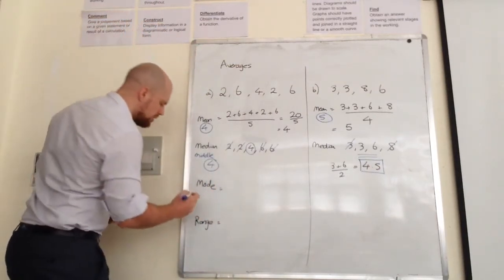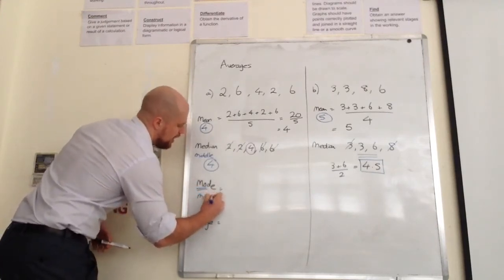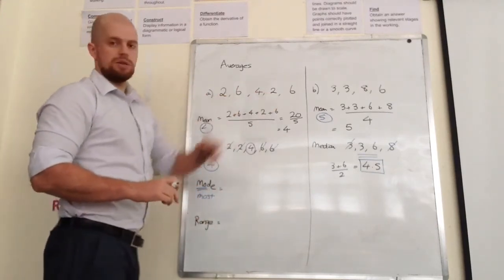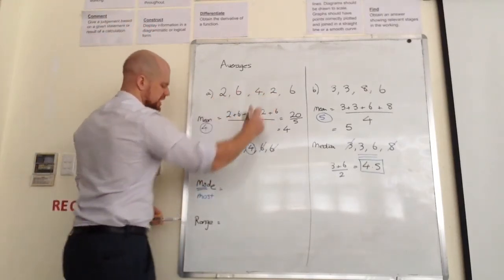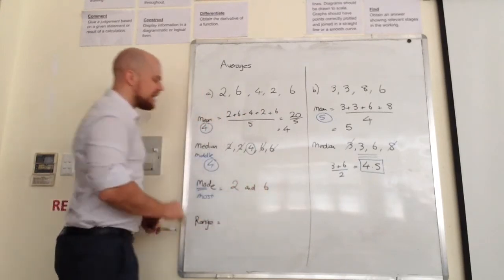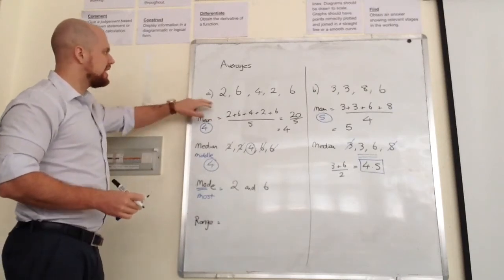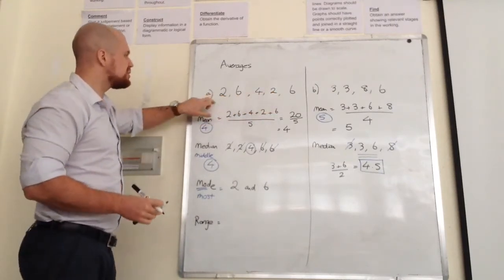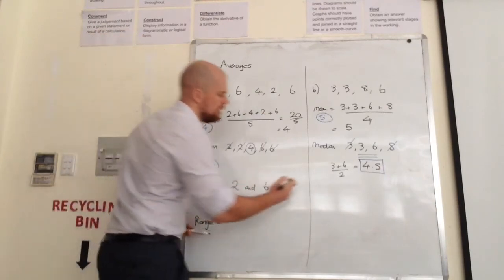Now, the mode is the one that occurs the most. The number in the list that occurs most often. So in this case, we have 2 2s and 2 6s, so the mode is both 2 and 6. The mode's not very helpful in this case because it doesn't really approximate the data at all. We've got our 2 smallest and our 2 biggest, so it's not really a very good average.